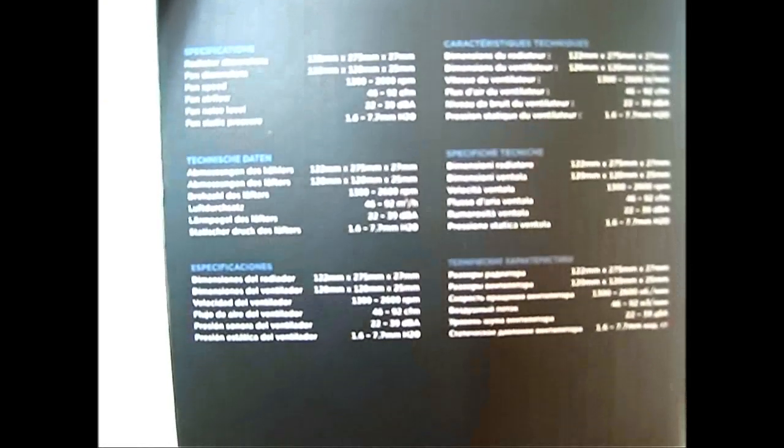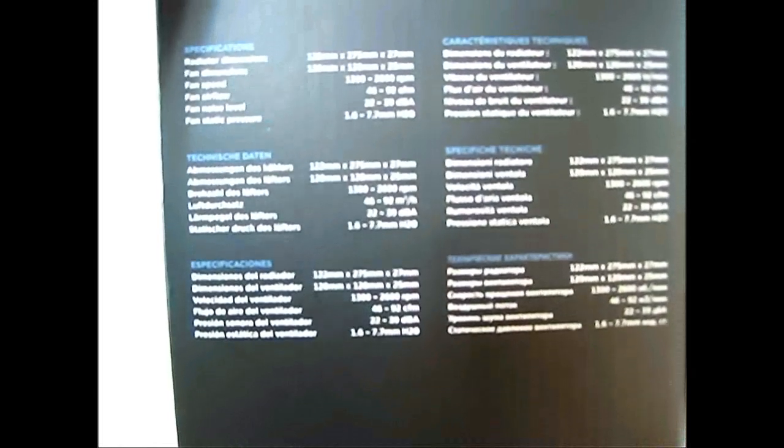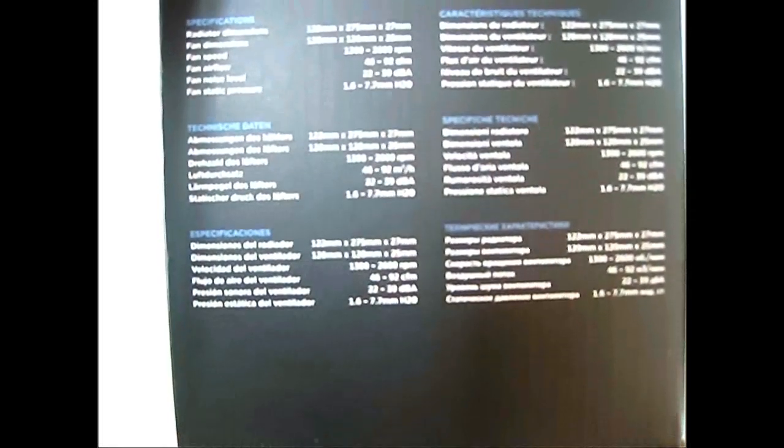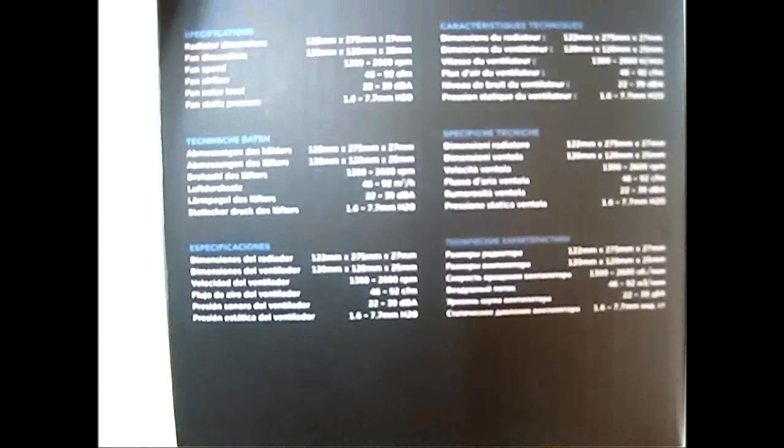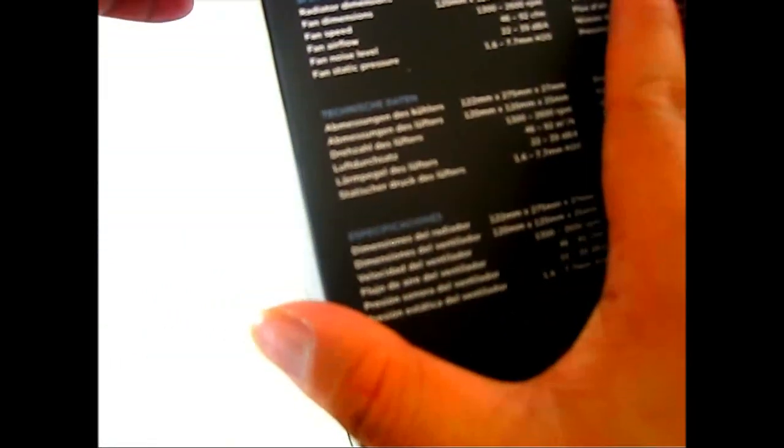Those are very important. If you're interested, the radiator is 122 by 275 by 27 millimeters, so it is slightly thicker than a 25 millimeter radiator. And the fan dimension is the standard 120 by 120 by 25 millimeters. The fan speed can go from 1300 RPM to 2600 RPM, so that's a fairly good range. While producing 22 to 39 dBA, so it's not too loud, that's pretty decent, and it can produce an airflow of 46 to 92 CFM.